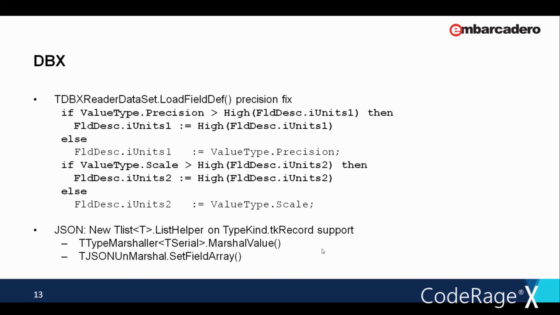There is, in JSON for the DBX support on the type kind tkRecord items, the list helper is involved now, and so the type marshaller for MarshalValue and JSON unmarshal SetFieldArray, both of those take advantage of the list helper to make it easier to deal with collections, with typed collections that you might have in your code.